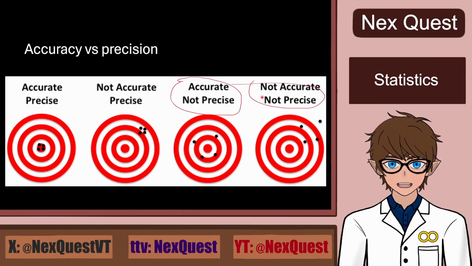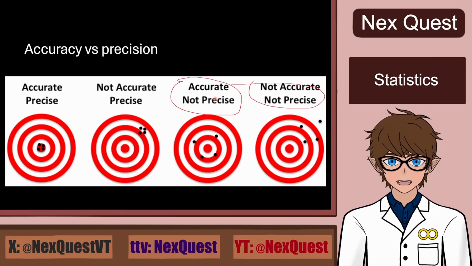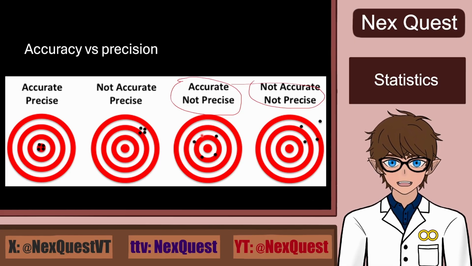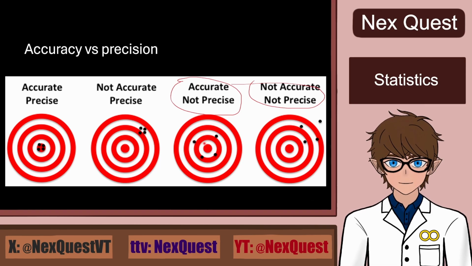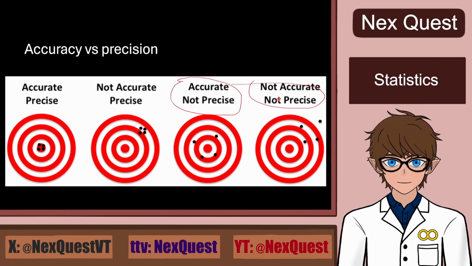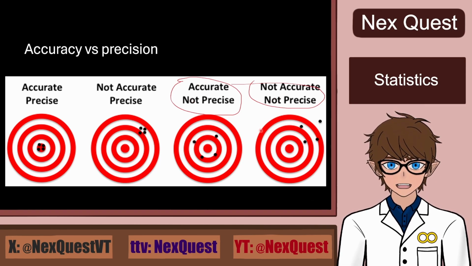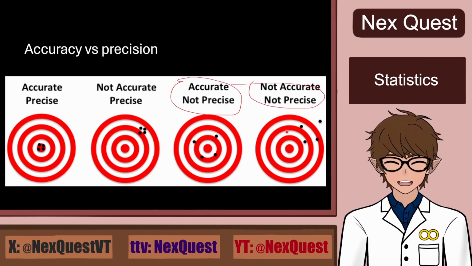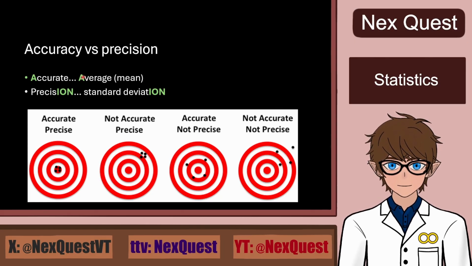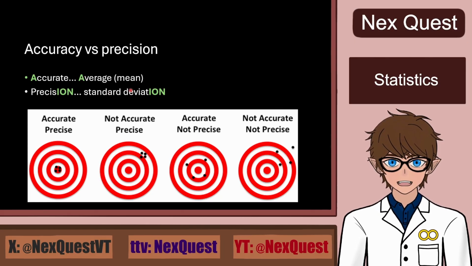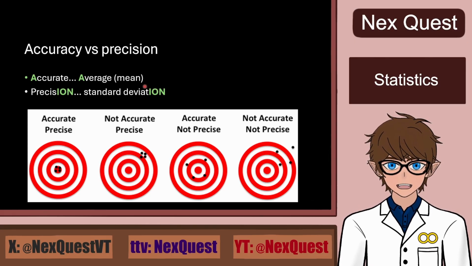The third and fourth images reaffirm this. On the third, we see that the average position of the points is roughly on the center, but the spread is horrible, so it's accurate, however not precise. And the fourth has a horrible spread, and it's nowhere close to the center, so it's not accurate nor precise. So how could I remember this? Well, accurate and average both start with A, and precision and deviation both have "ion" at the end. So hopefully this helps you.